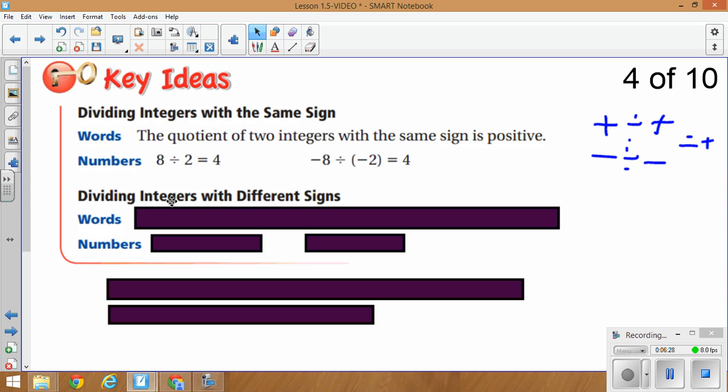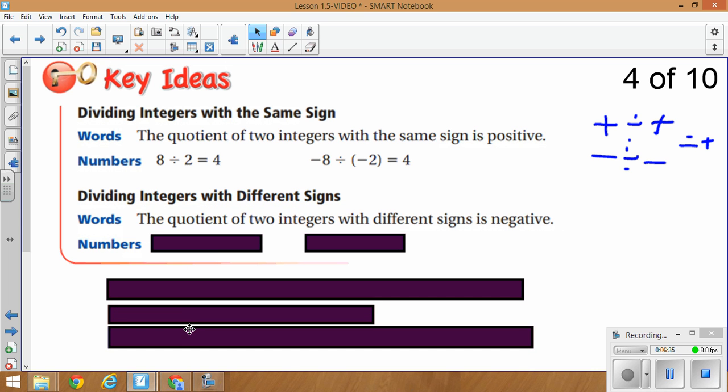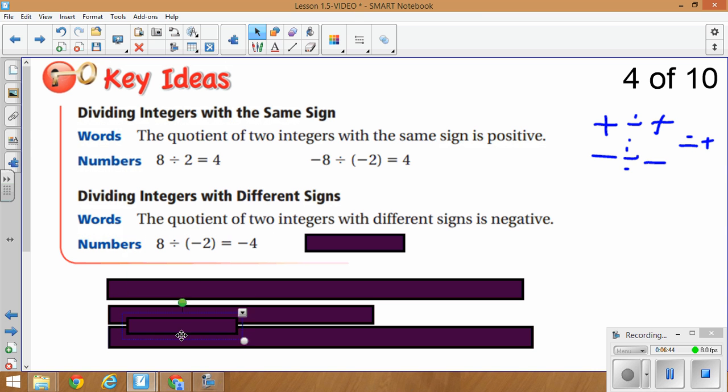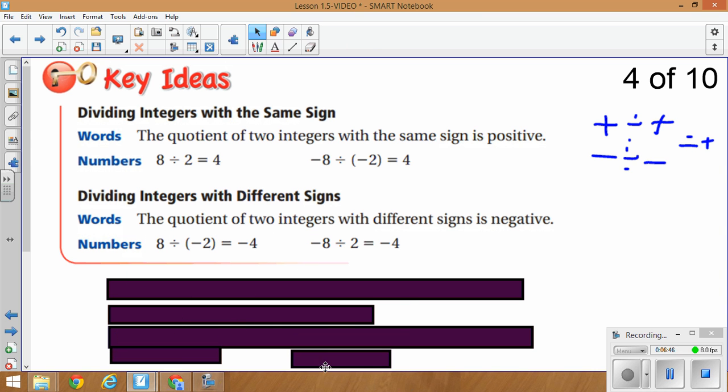Now we're going to the section dividing integers with different signs. Please write this down. The quotient of two integers with different signs is negative. And here are two examples for you. 8 divided by negative 2, signs are different. Solution is negative. Negative 8 divided by 2, signs are different. Solution is still negative 4.